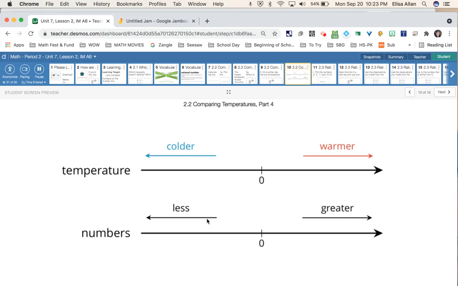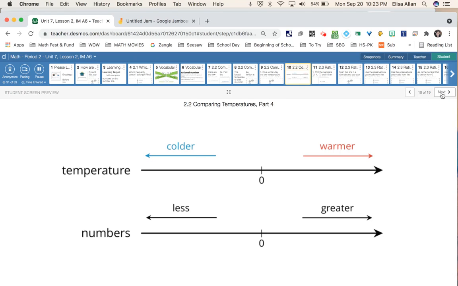Please notice that we can have a number that is greater than another, even though they are both negative. For example, I could have negative 10 over here, and I could have negative 1 over here. Negative 1 is still going to be greater than negative 10 because it is further to the right, although it is still a negative number. So that's possible as well.